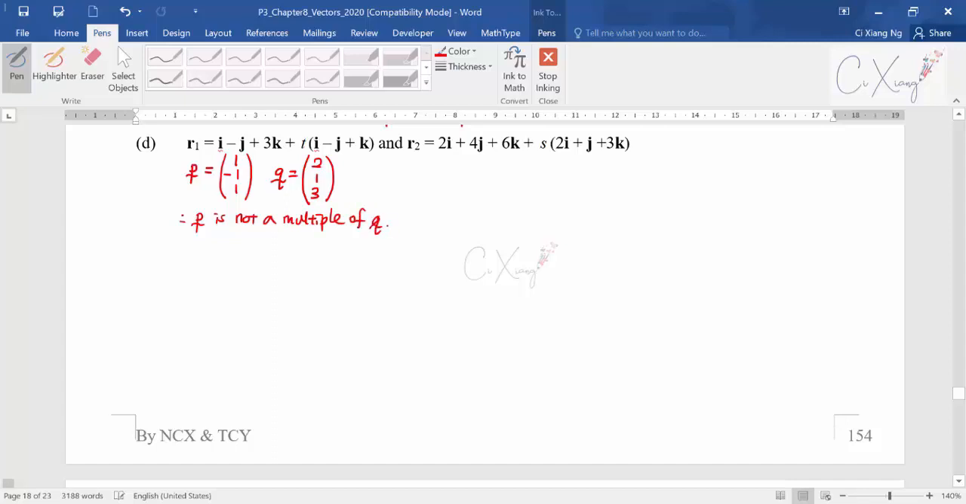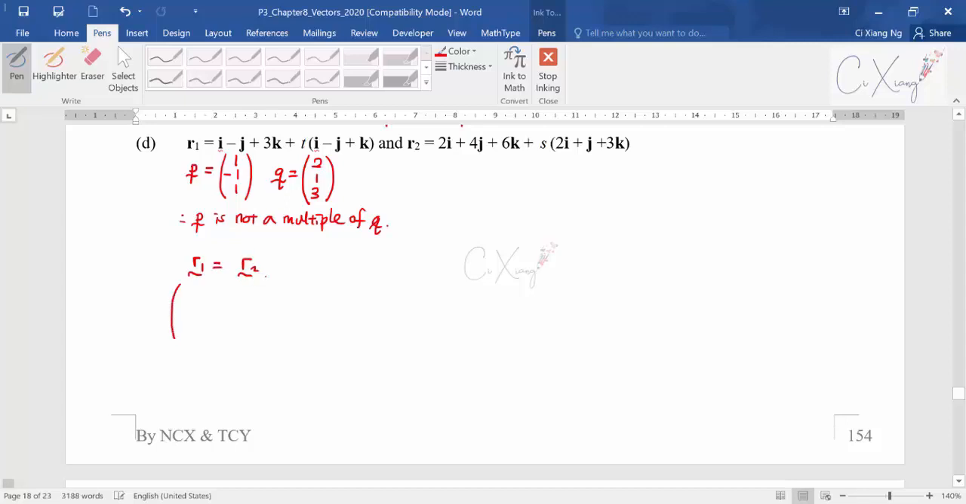Okay, so now if it is not a multiple of Q, that means they are not the same line, they are not parallel. So they belong to either intersecting or skew lines. To decide whether they intersect or are skew, what you need to do now is let R1 equal R2, right?